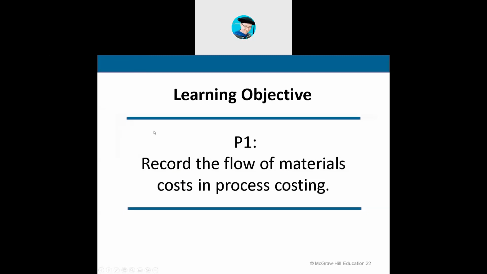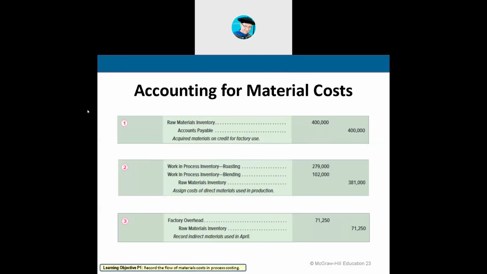Let me show you how to record those costs during the physical flow. So remember the physical flow. We started in the roasting department, and then moved into the blending department, and then ultimately the packaging, etc. Right? At each department, we add in materials, labor, and factory overhead. Okay. So there's a couple of transactions.